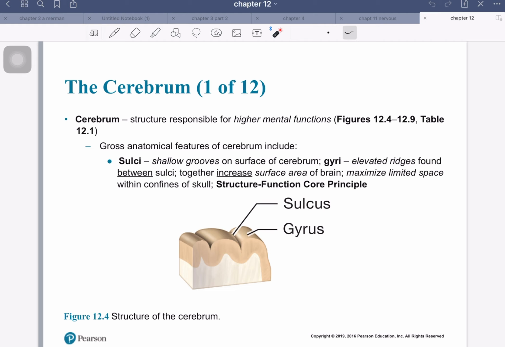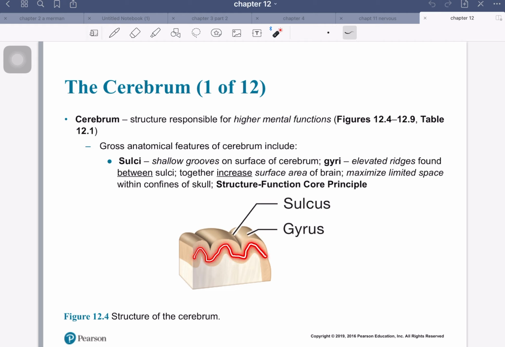Now, let's look at these ridges and these folds, and we're going to give them a name. The sulci are the shallow grooves on the surface of the cerebrum, and gyri are the elevated ridges that are found between the sulci. Sulcus and gyrus are the singular versions of those. We can see that this occurs right at the very surface here.